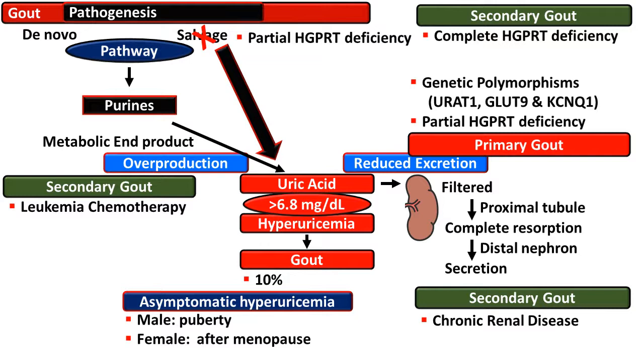Then there is reduced excretion in chronic renal disease, so it will lead to increased uric acid concentration in the serum. The complete hypoxanthine guanine phosphoribosyl transferase deficiency manifests more as neurological symptoms and signs, hence it is not labeled as secondary gout.